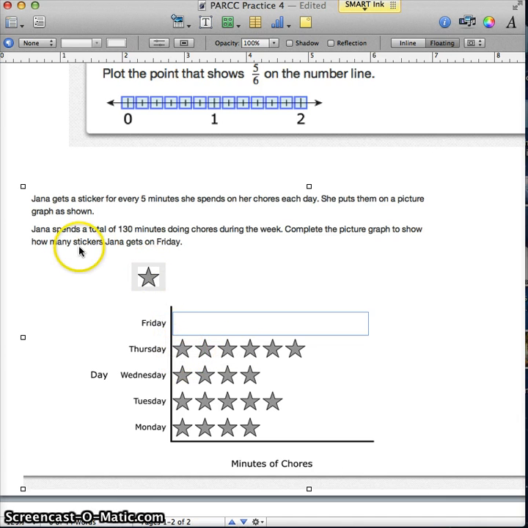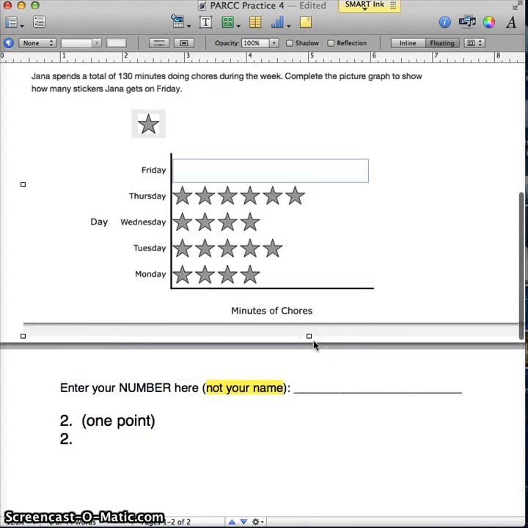We know that Jana spends 130 minutes all week, and we know that so far she's done this many minutes worth. So let's count how many minutes she's spent so far. Jana has spent 5, 10, 15, 20, 25, 30, 35, 40, 45, 50, 55, 60, 65, 70, 75, 80, 85, 90, 95. She has spent 95 minutes.